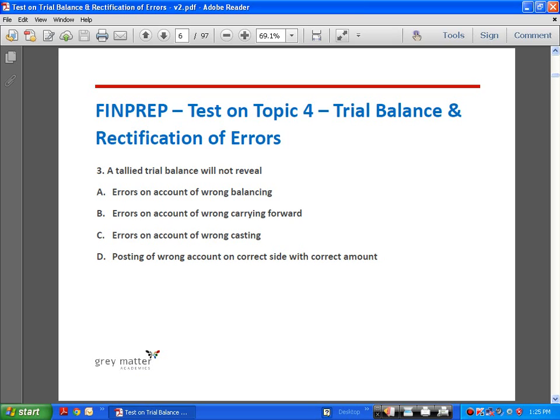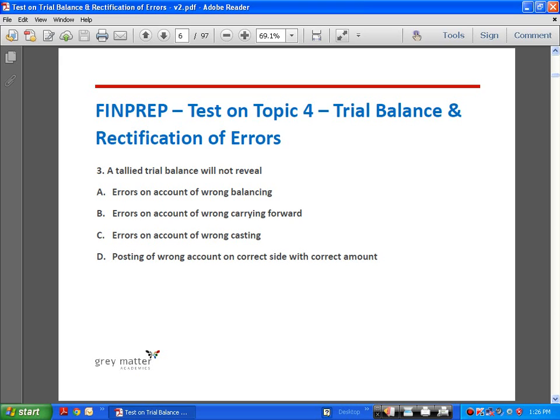A trial balance will not reveal errors on account of wrong balancing, errors on account of wrong carrying forward, errors on account of wrong casting, posting of wrong account on correct side with correct amount. Yes. So A, B and C are errors that will be revealed.